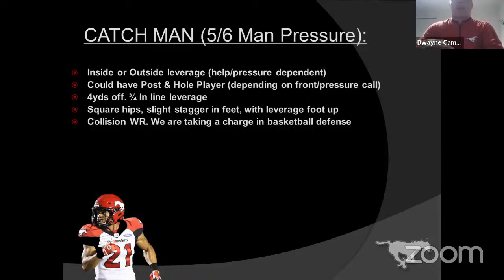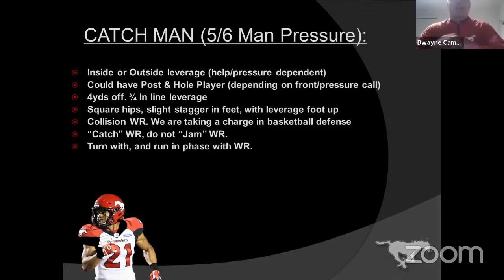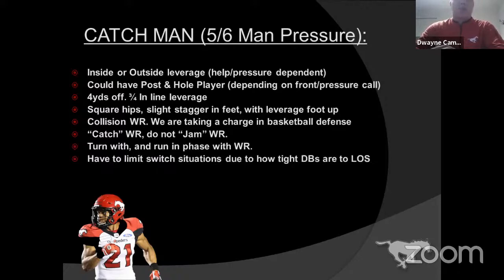Essentially what we're trying to do is we're playing basketball on defense and we're trying to take a charge, okay? So we really can't give up ground. Remember, we're trying to catch the wide receiver. We're not trying to jam the wide receiver. We're not initiating contact by throwing our hands out at him, either in front of us or out to our side. We don't want to create separation from the receiver. We want to be able to cling to him. So let him run into you. And then we'll just naturally turn with and run in phase with the receiver.